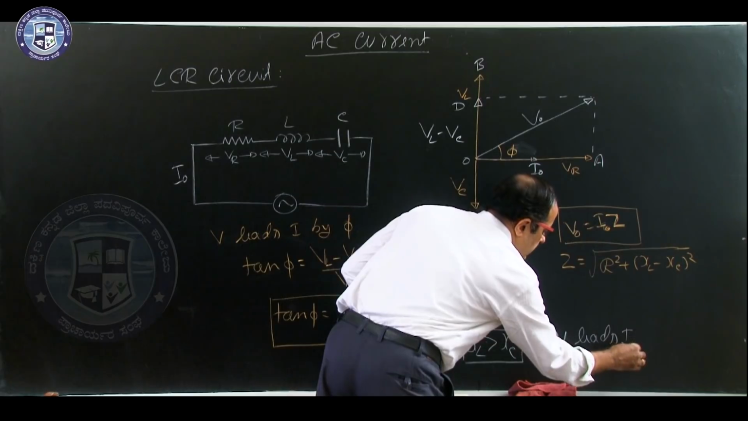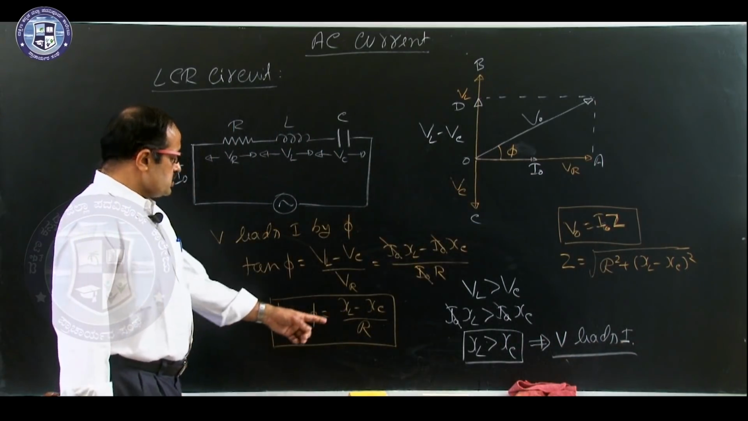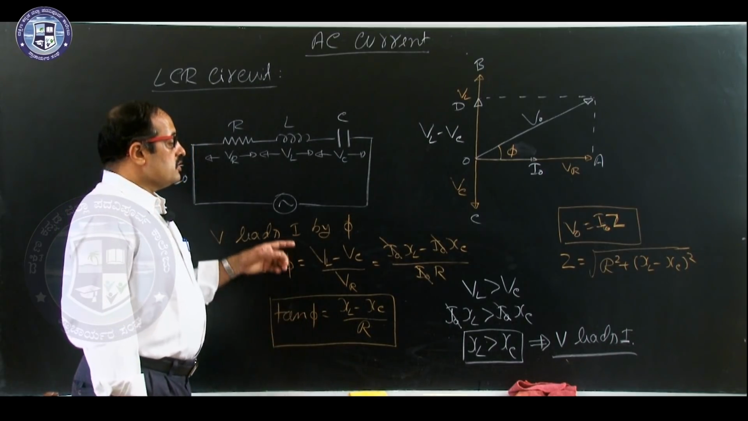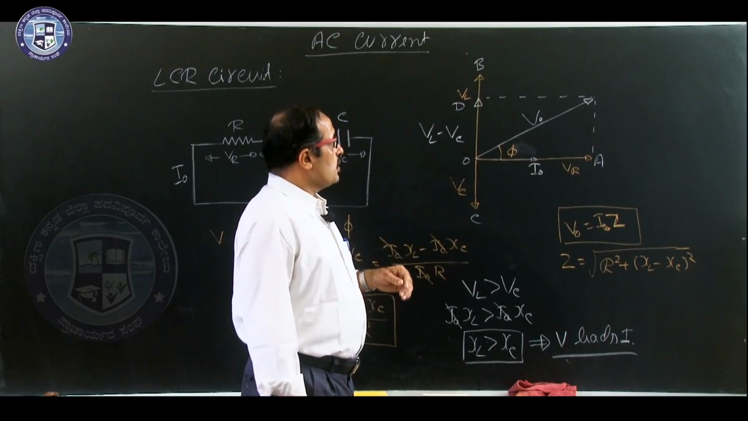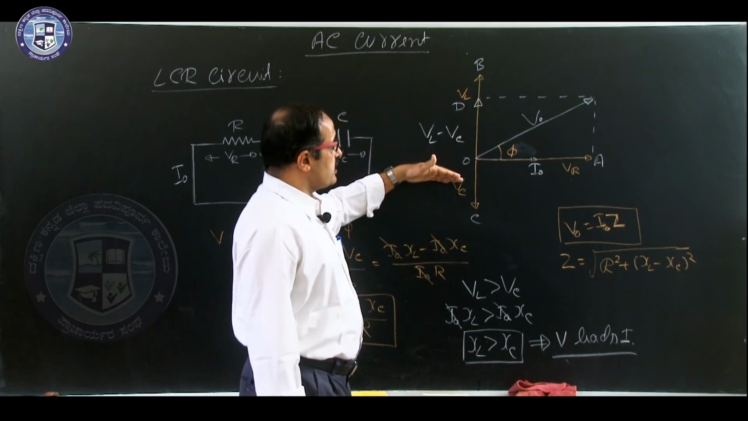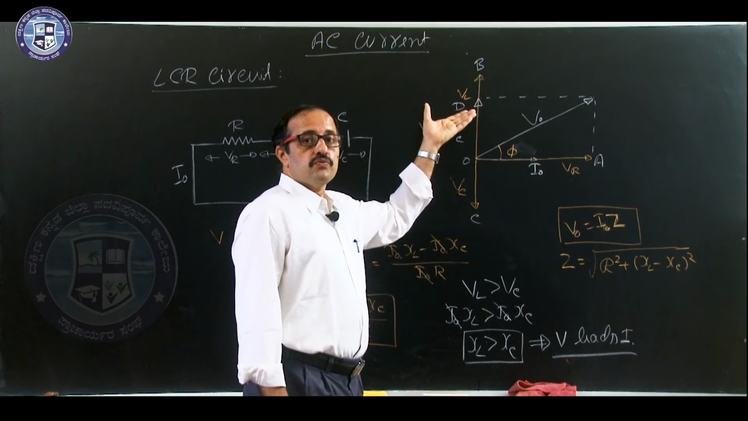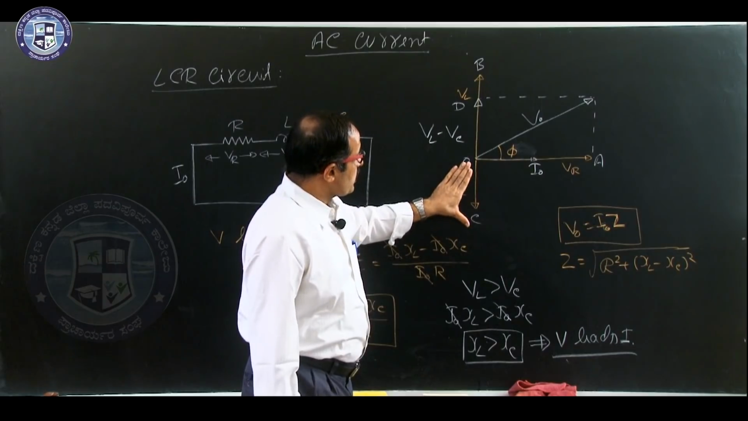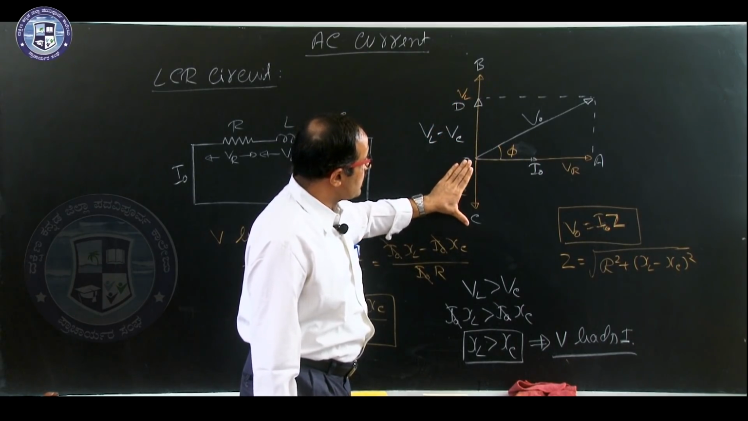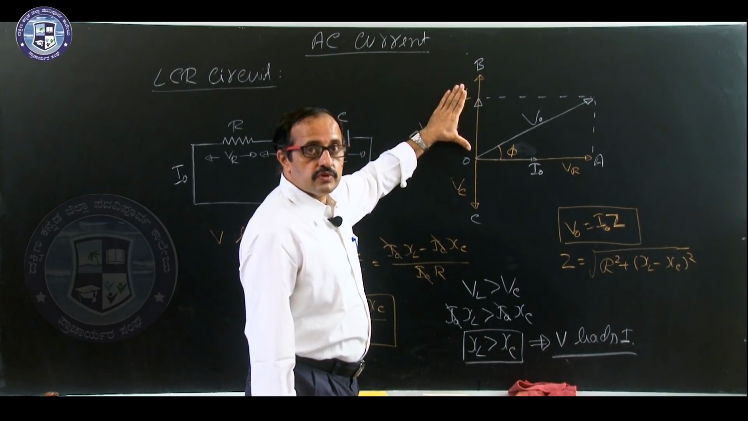V leads I. And this is the formula for phase difference. Now, the question comes, in all the circuits, for all the frequencies, whether VL is always greater than VC? No, even VC may be more than VL. This voltage may be higher value, this voltage may be smaller value. For example, VC, let us say 10 volts, this may be 4 volts, VL.